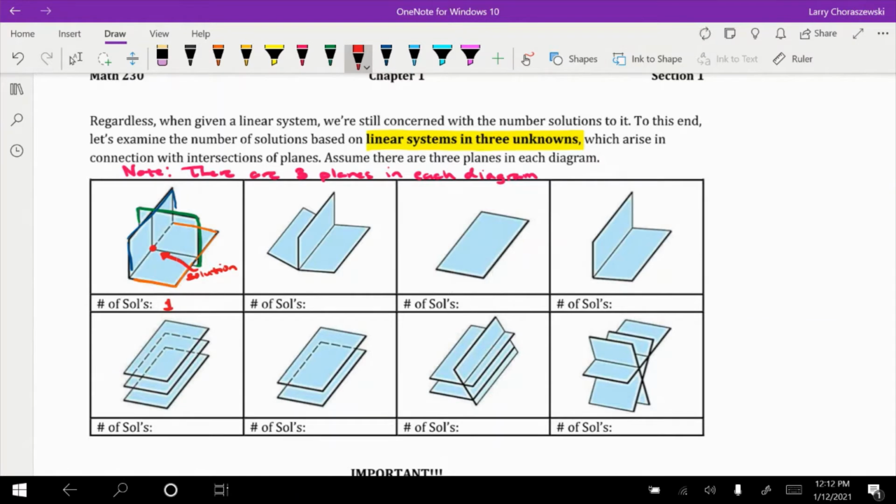With our second diagram, we're seeing three planes again. Here's a plane. There's a plane. And we've got this as a plane. Are these planes intersecting each other? If so, in how many spots?